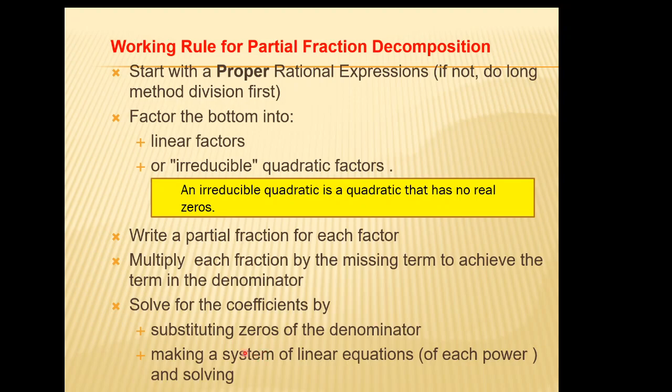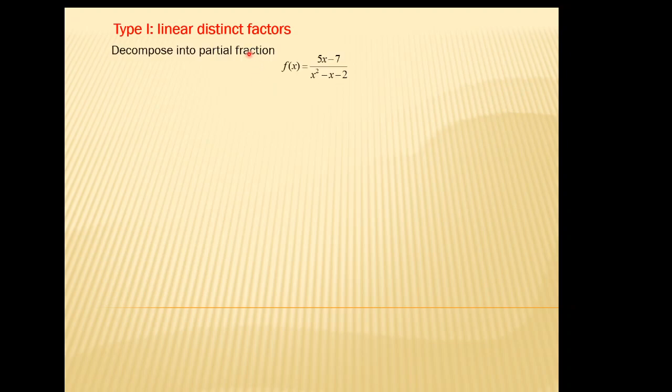denominator or making a system of linear equations of each power and then solving that for getting the constants in the partial fractions. In such a way, one can get the partial fraction decomposition for the given rational function or expression. So let us see a few examples based on this. First I am taking the type linear distinct factors. So decompose this function into linear partial fractions.